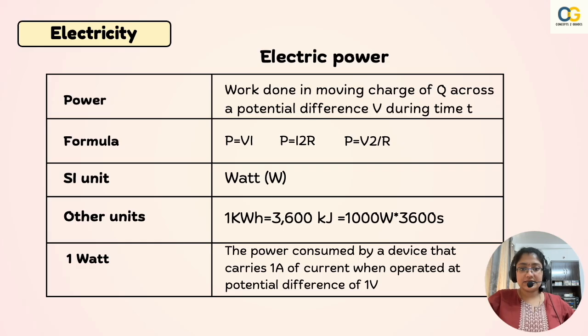Now power has an SI unit of watt, and there are other units, like 1 kilowatt hour, or 3600 kilojoules, which is nothing but 1000 watts into 3600 seconds. That is the total seconds in an hour. So what is 1 watt? 1 watt is the power consumed by a device that carries 1 ampere of current when operated at a potential difference of 1 volt.